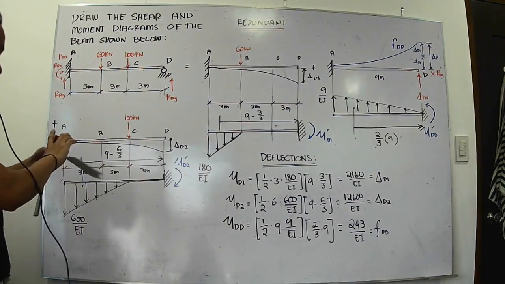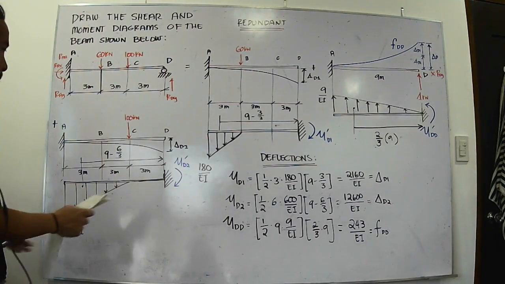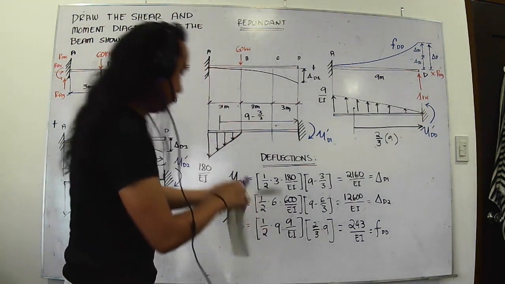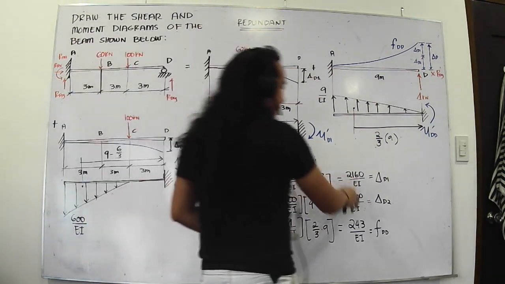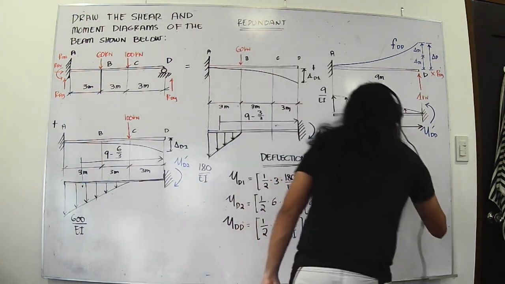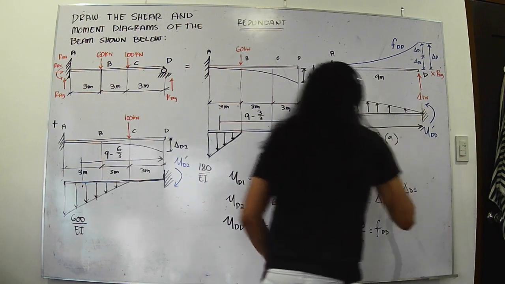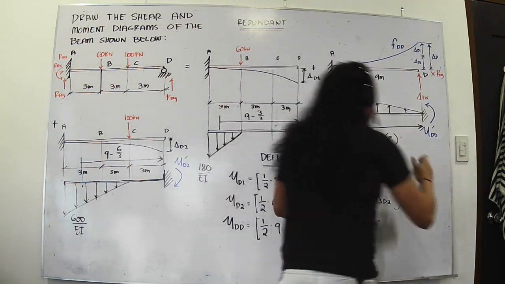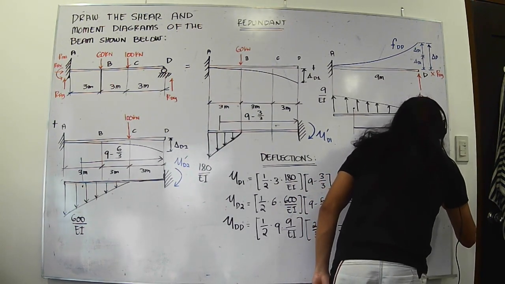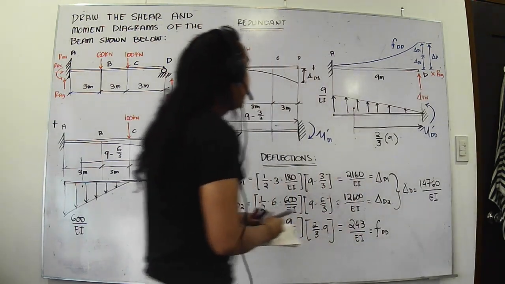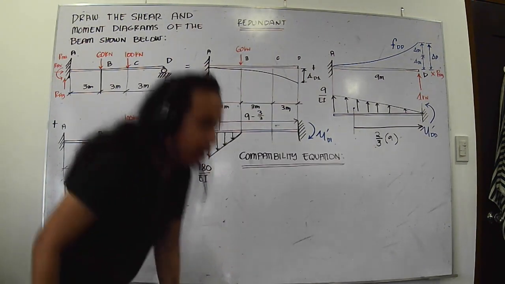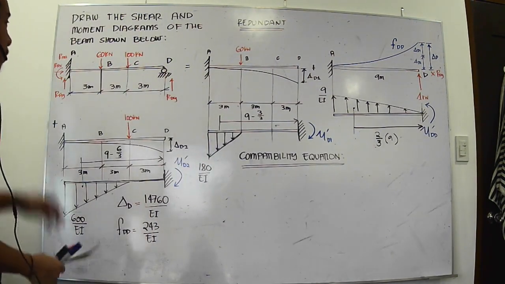We have all these deflections. Let's add these both. When we add them here, I will just come up with D equal to 14760 over EI. Okay? So, we've solved for the deflections.